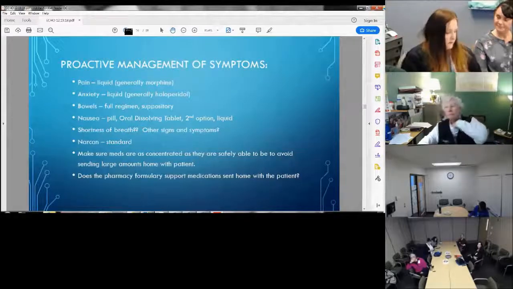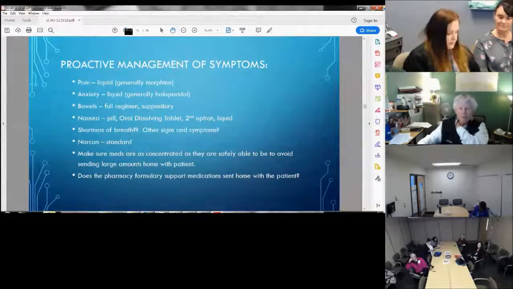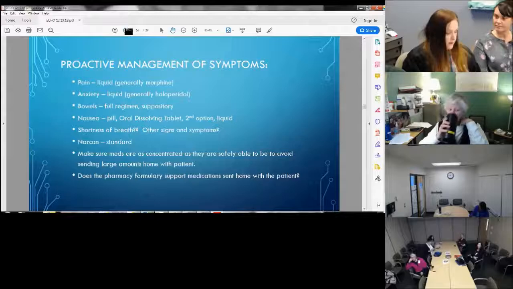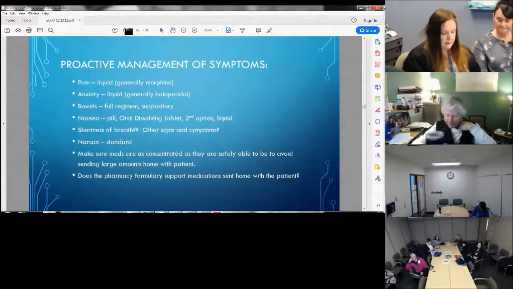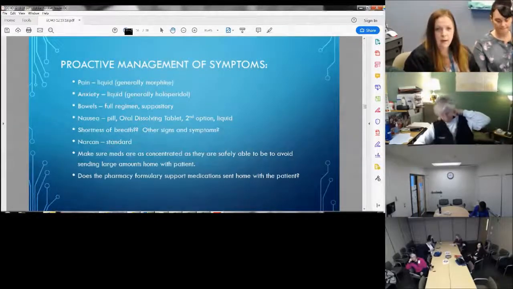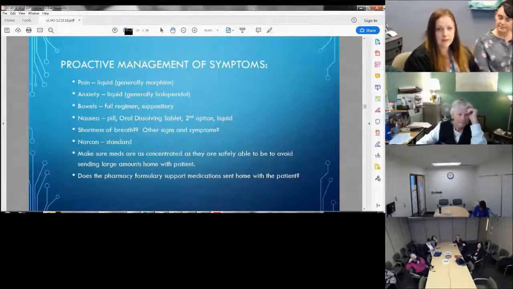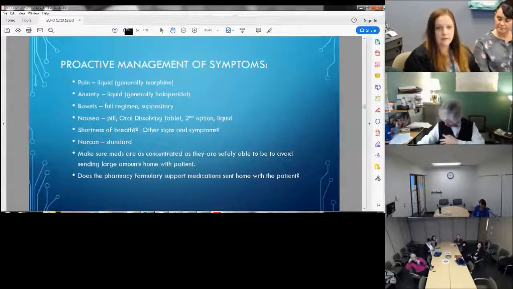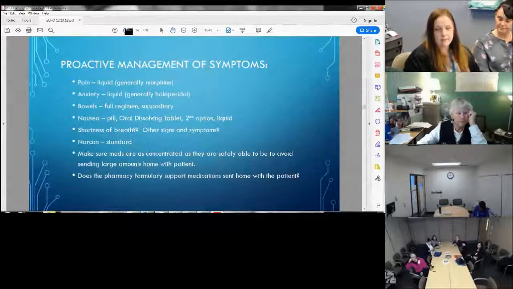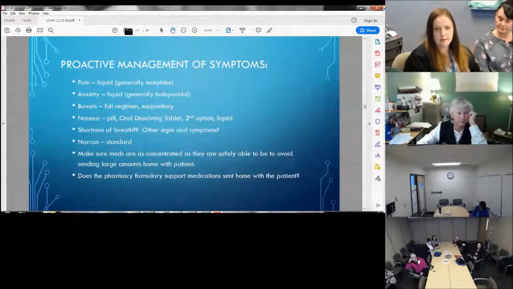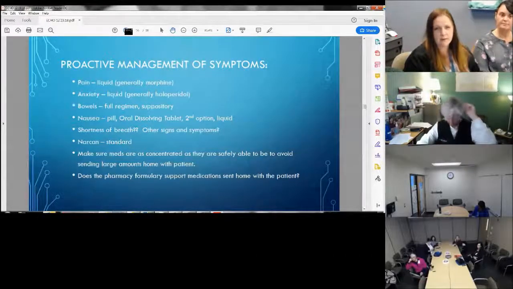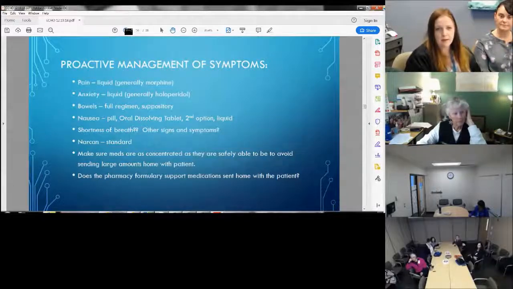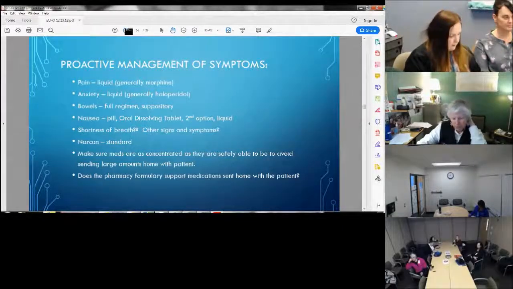Back to the symptoms and the ESAS form, it's really important that we are proactive in the management of symptoms. Especially for end-of-life patients, pain and anxiety are really huge, and we want to make sure, again, that the village has the medications available for the patients, that they have a supply, and that the family is comfortable administering them.